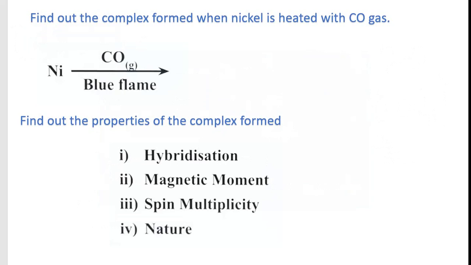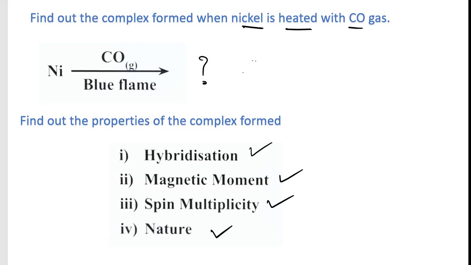This will be in your question paper. Find out the complex formed when nickel is heated with carbon monoxide gas. What will form actually? You have to find out the complex here. What complex should be formed here? And then you have to find out the hybridization, magnetic moment, spin multiplicity, and nature of this compound. Let us work it out.